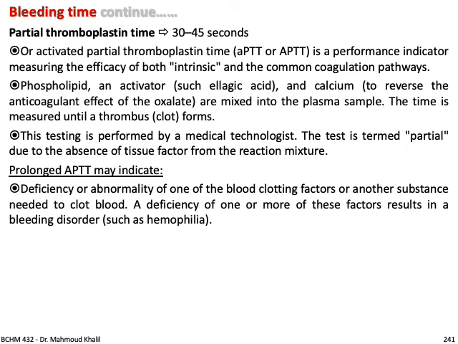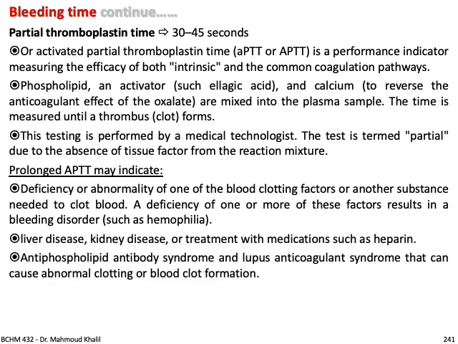A prolonged APTT may indicate a deficiency or abnormality of one of the blood factors or another substance needed for blood clotting. A deficiency of one or more of these factors results in a bleeding disorder like hemophilia. As well, it may indicate liver disease, kidney disease, treatment with blood thinners like heparin, antiphospholipid antibody syndrome, or lupus anticoagulant syndrome that can cause abnormal blood clot formation.